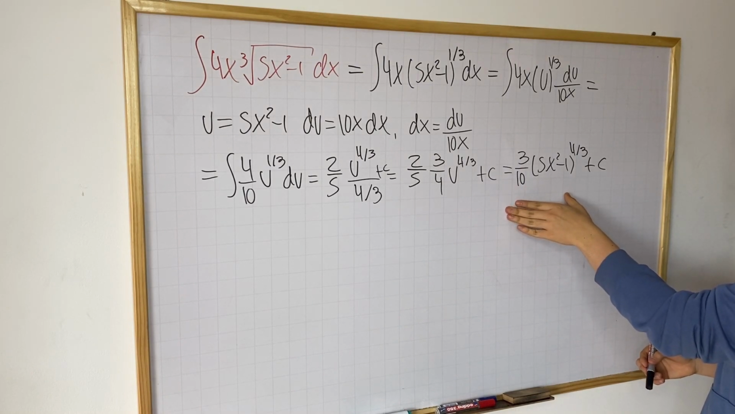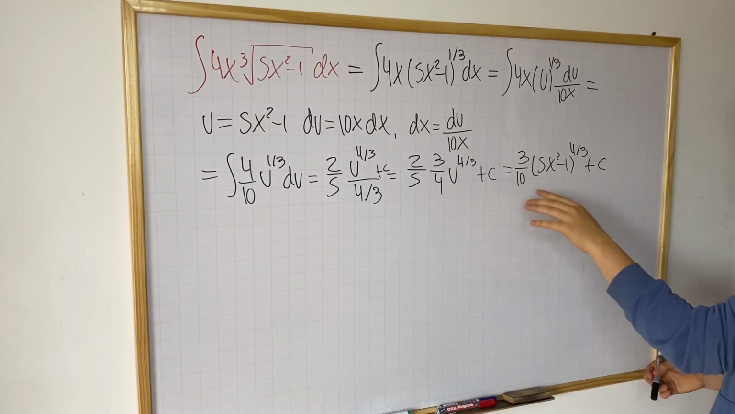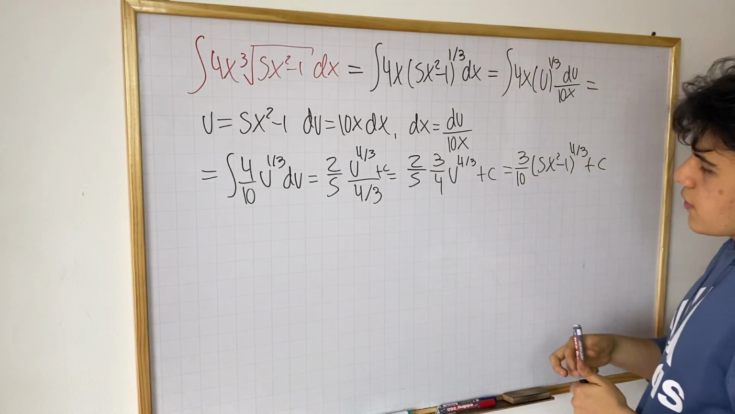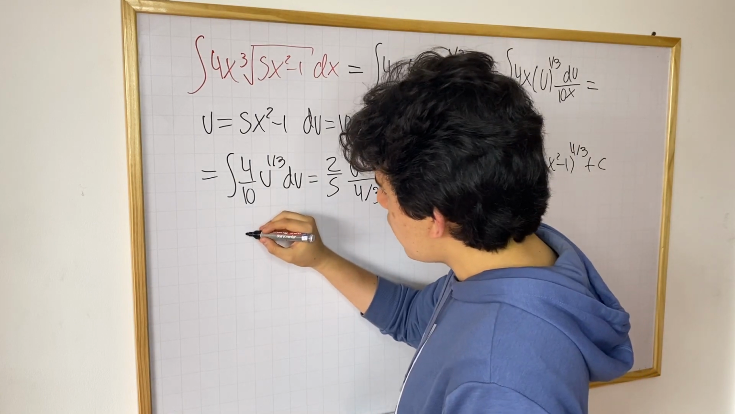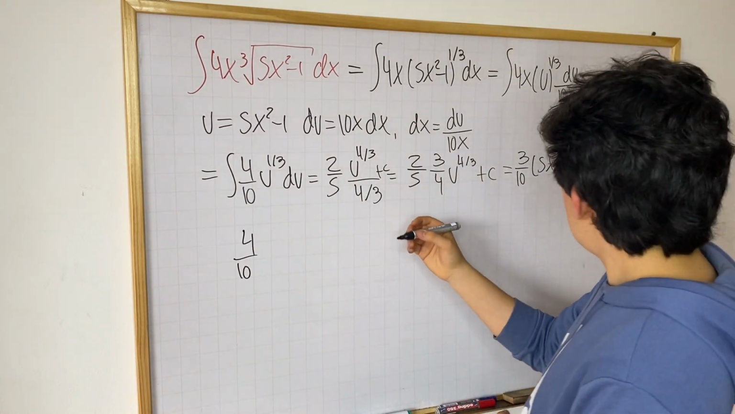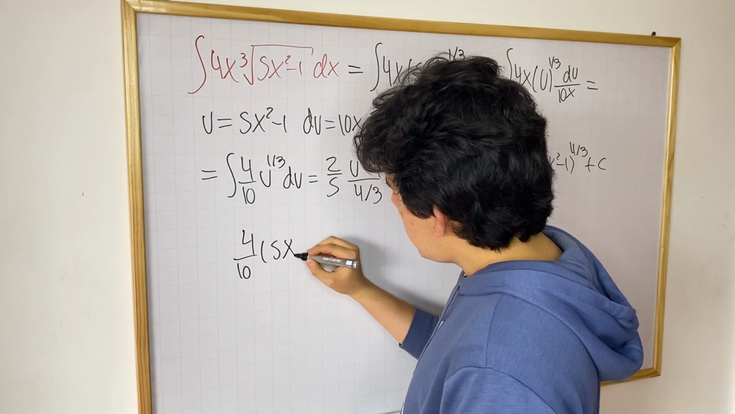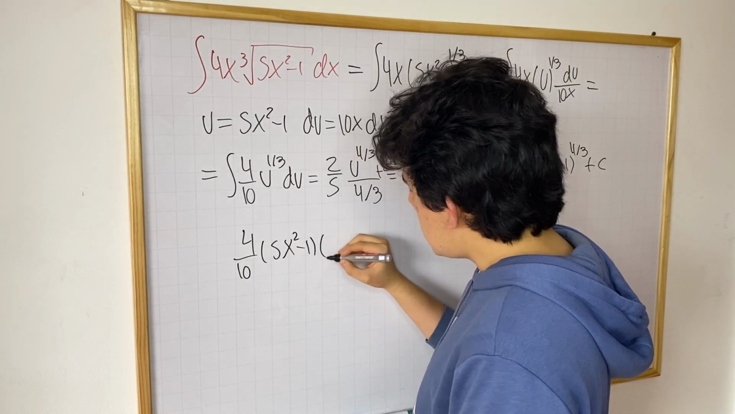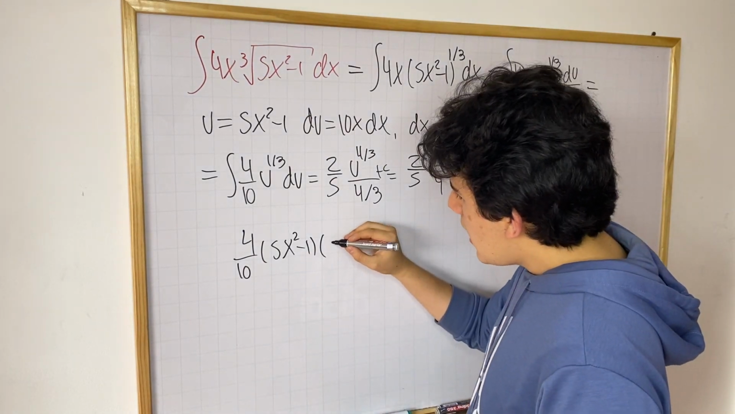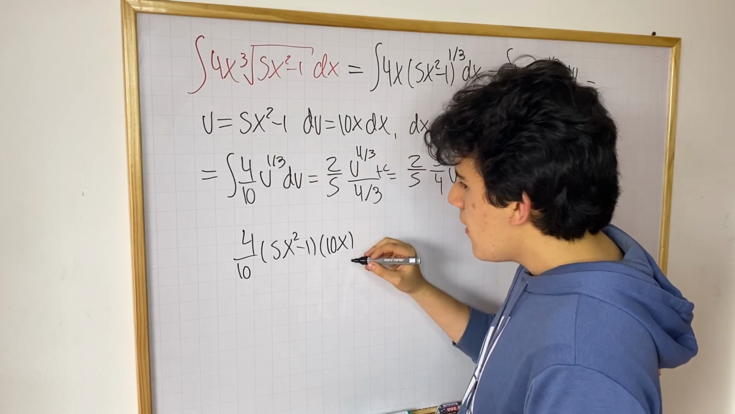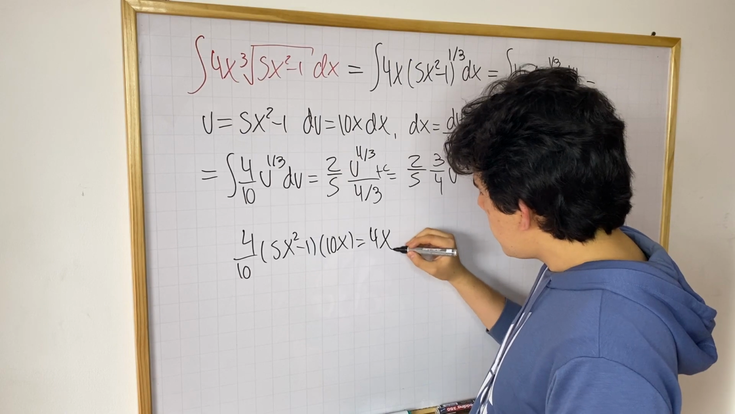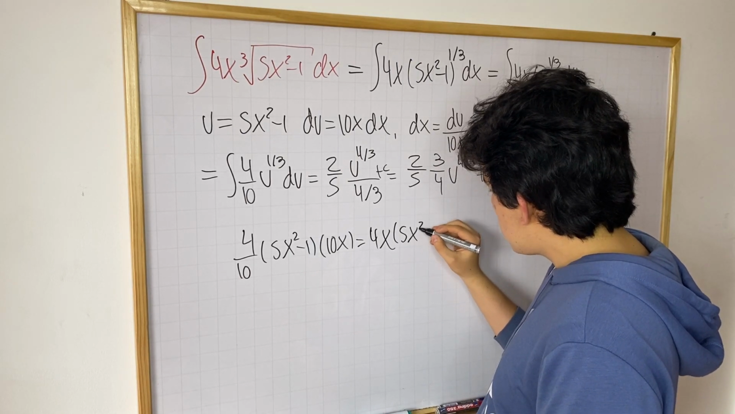You can prove it by just differentiating. So if you move these 4 over 3 to the front, you would get 4 over 10. The 3's get cancelled out. And you get times 5x squared minus 1 times the derivative of whatever is on the inside function. And that is going to be times 10x, okay? Now you can see that these 10's get cancelled out. And you get 4x times 5x squared minus 1.